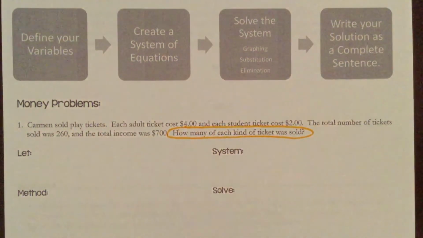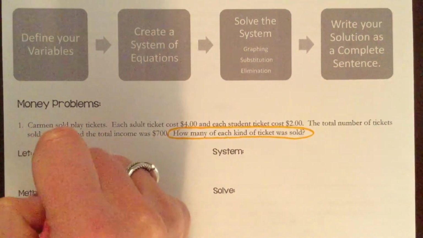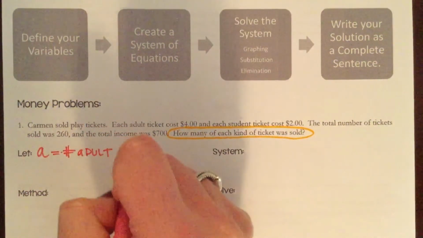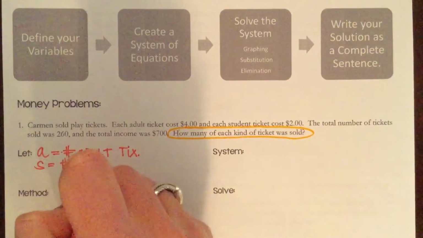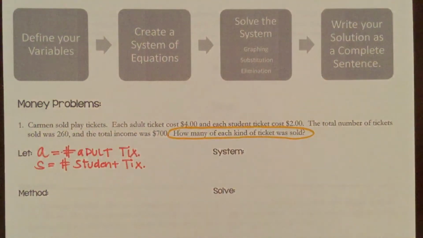This question is going to help us to write our let statement or to define our variables. We have 2 types of tickets that were sold. They were adult tickets and student tickets. So I'm going to let A represent what I don't know, which is the number of adult tickets sold. I'm going to let S represent the number of student tickets sold. So in defining our variables, we're picking 2 variables and we're telling somebody what they're going to represent. Use the question to help you.